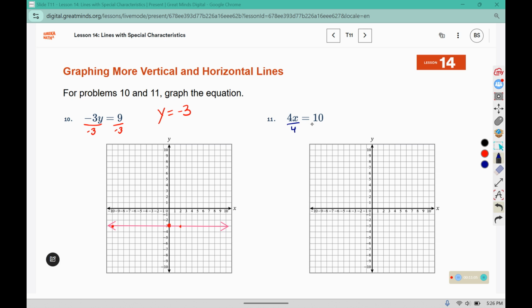For this one, we'll divide both sides by 4. 4 fits into 10 2 times, with 2 left over, which can be reduced to 2.5. So we're going over to 2.5 on the x-axis. And then it doesn't matter what the y values are, we're always going to go over 2.5 for the x value. So this is creating that vertical line at 2.5.